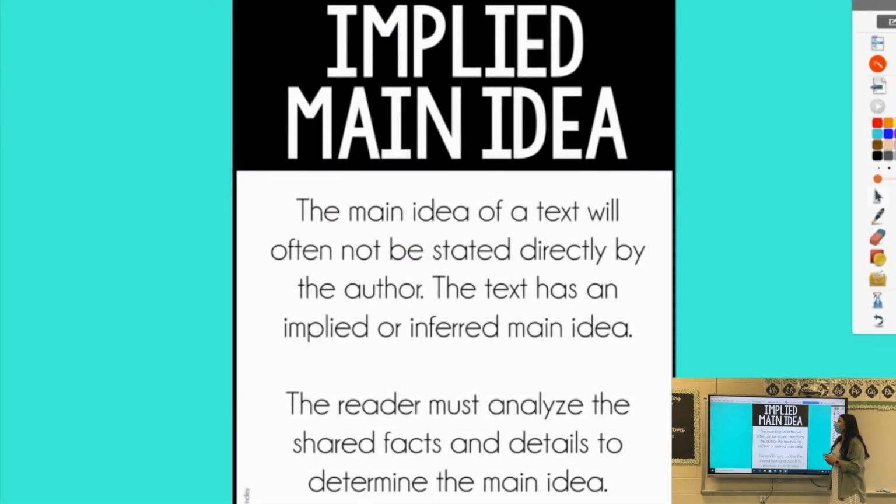We can also have an implied main idea. The main idea of a text will often not be stated directly by the author. The text has an implied or inferred main idea. The reader must analyze the shared facts and details to determine that main idea. So once you piece together all of the details and facts that you're reading about, you can infer what the main idea is. It may not say the main idea is. We may have to come up with it on our own based off the information given, okay?